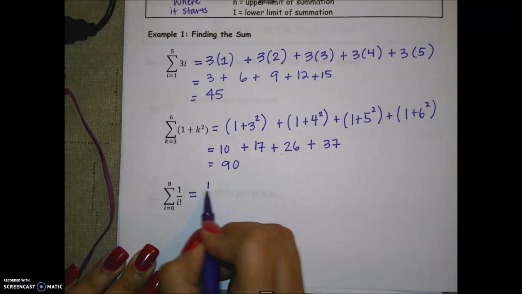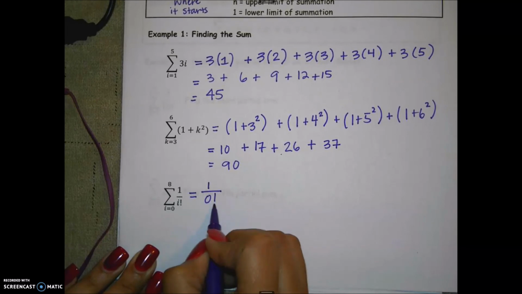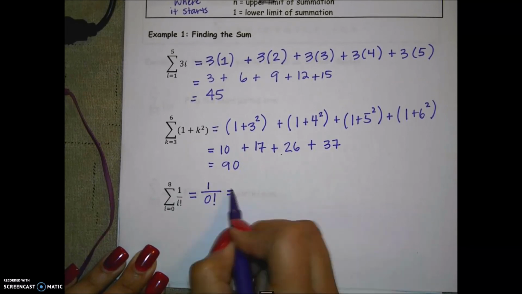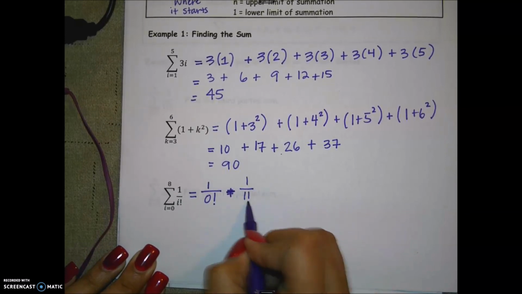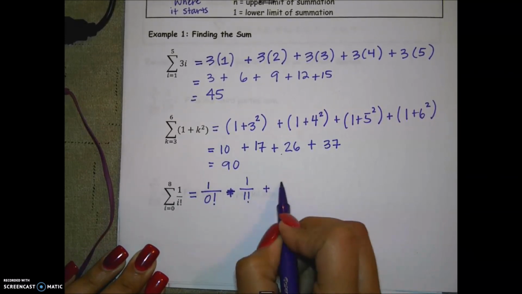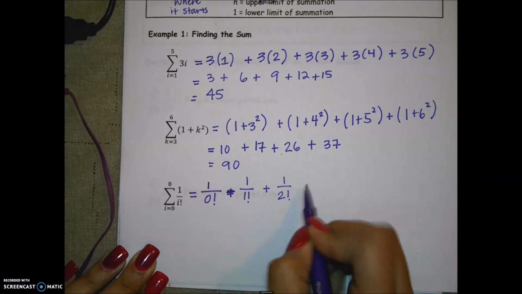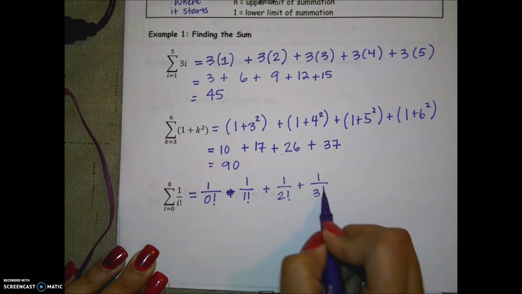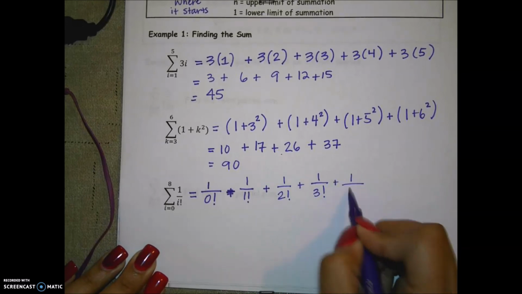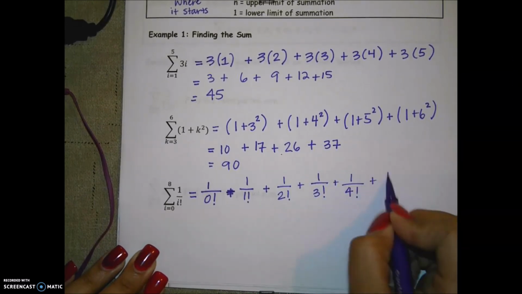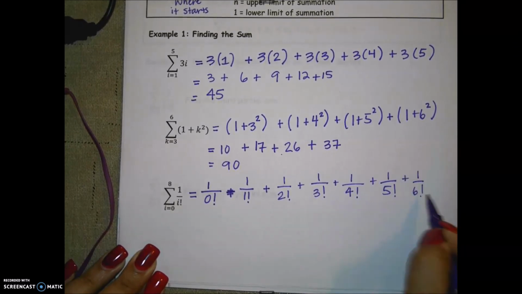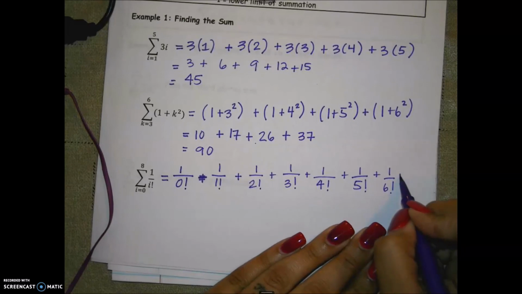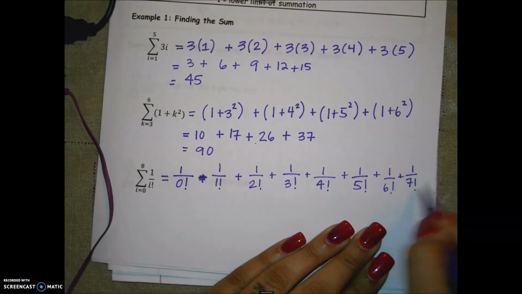So I have 1 divided by 0 factorial, plus, sorry about that, 1 over 1 factorial, hopefully I don't miss out on 1, plus 1 over 2 factorial, plus 1 over 3 factorial, plus 1 over 4 factorial, plus 1 over 5 factorial, plus 1 over 6 factorial, don't let me run out of room, plus 1 over 7 factorial, plus 1 over 8 factorial.